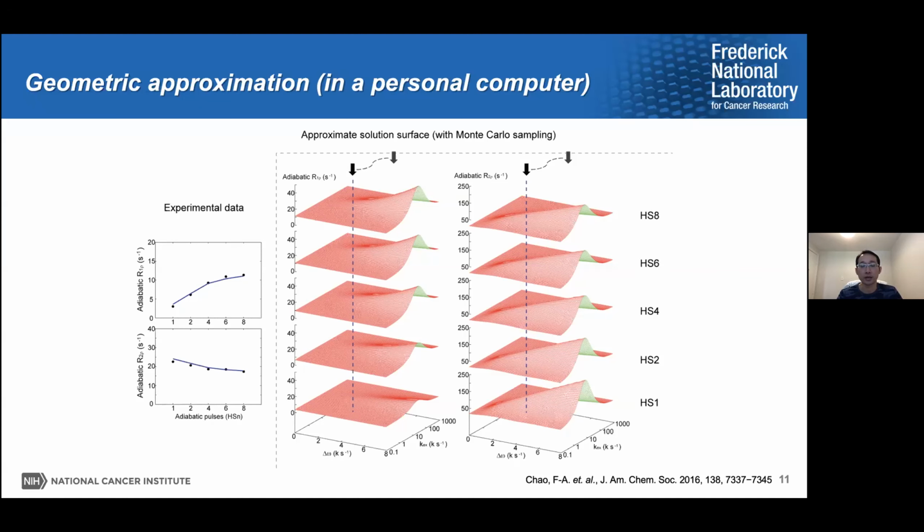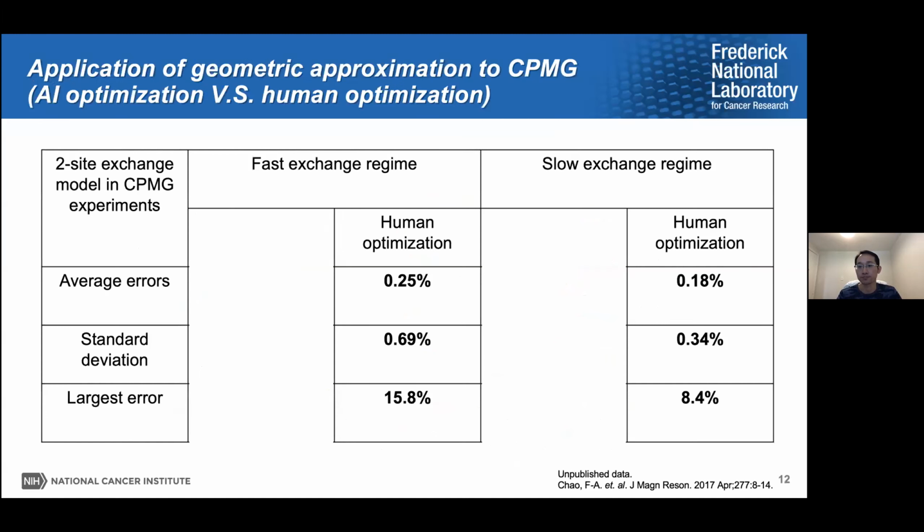Then they can help us have a better chance to find the global minima. Okay. So this is unpublished data. I just show you that we actually apply this technique to the CPNG in the case of the simple two-site exchange. So I do some optimization to build the library and then write the script to analyze the data.